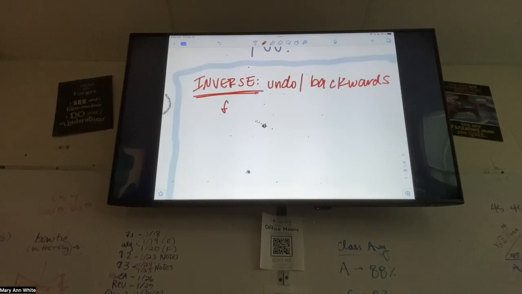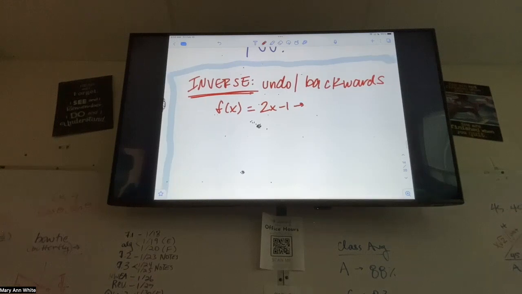Remember that f of x equals, we'll call it 2x minus 1. When we do the inverse of that, we switch your x and your y. And so we'll say x equals 2y minus 1. Do you remember when we solved things like that back in chapter 1 earlier this year? So essentially we switched our x and our y to solve. We're basically doing that here.